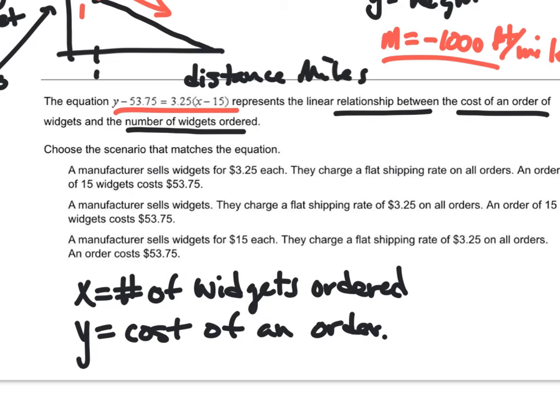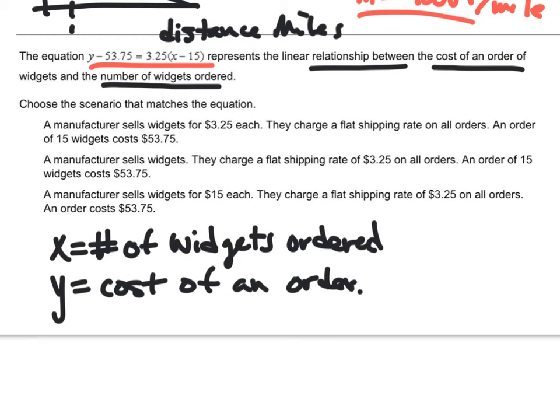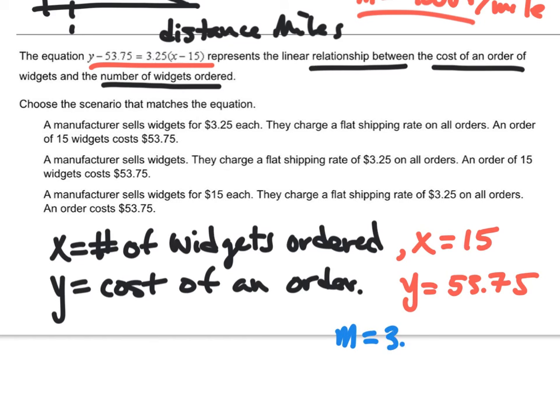Now we're also given this equation in point-slope form. So I know that in this scenario, x is equal to 15, and y is equal to 53.75. And we also know that our slope, m, is equal to 3.25. So what I can tell from this is that if 15 widgets are ordered, then we know the cost is going to be $53.75. That's what it tells us, that an order of 15 widgets costs $53.75.